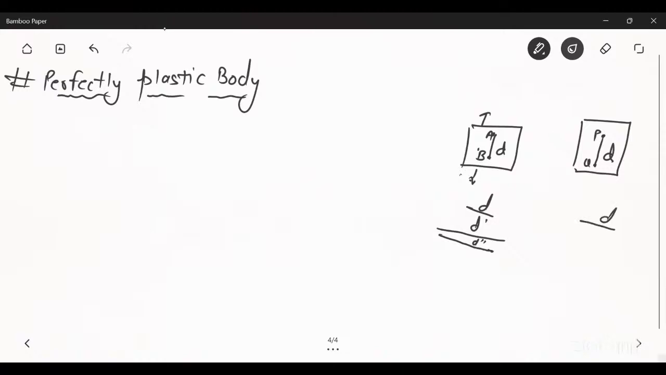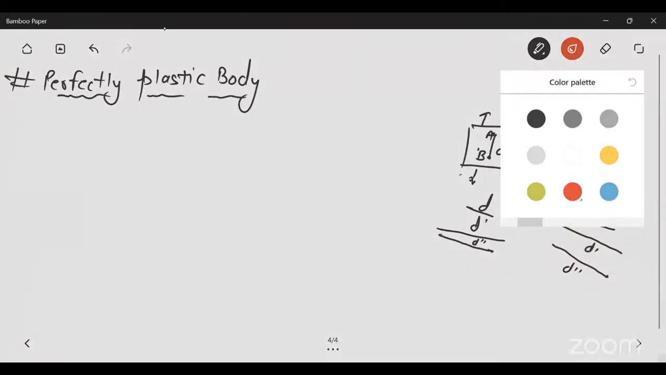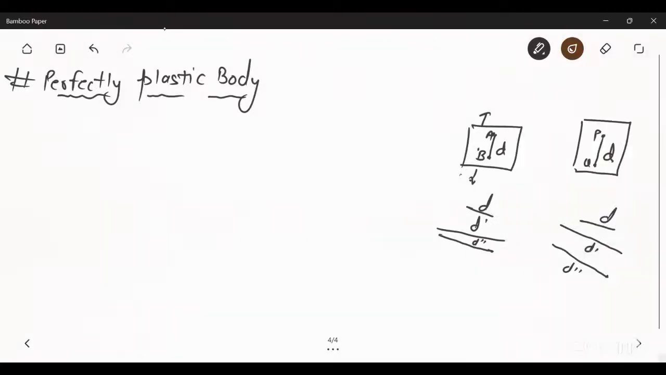Suppose this is D. If we stretch the body to D dash on applying the deforming force, after removal of the deforming force it cannot show any tendency to regain its original shape. That is known as the perfectly plastic body. So a body which cannot show any tendency to regain its original shape and size after removal of the deforming force is said to be a plastic body. And this property is known as plasticity.